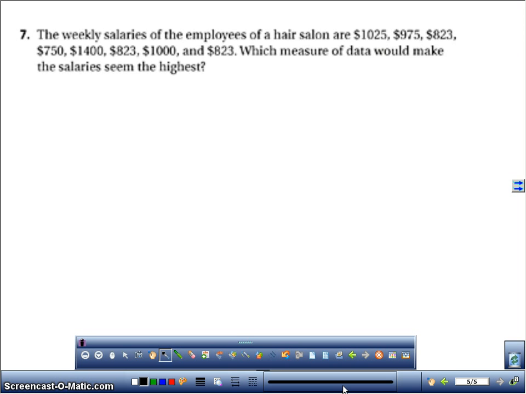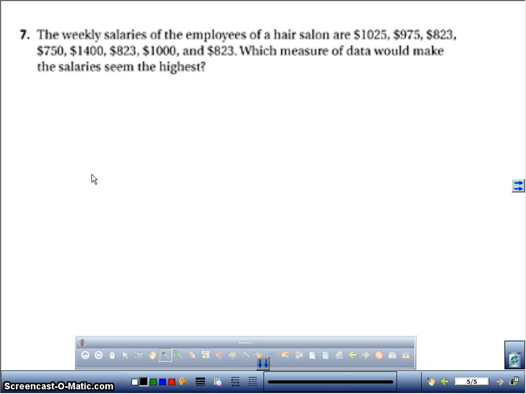Alright, this is problem number 7 from your book, so if you guys want to do that with me. It says the weekly salaries of the employees of a hair salon are $1,025, $975, $823, $750, $1,400, $823, $1,000, and $823. Which measure of data would make the salary seem highest? So we need to do mean, median, and mode, and figure out which one will make the salaries look the highest. We're not going to do range on this one because range doesn't really show us a value that would be the highest. It just shows us a spread.